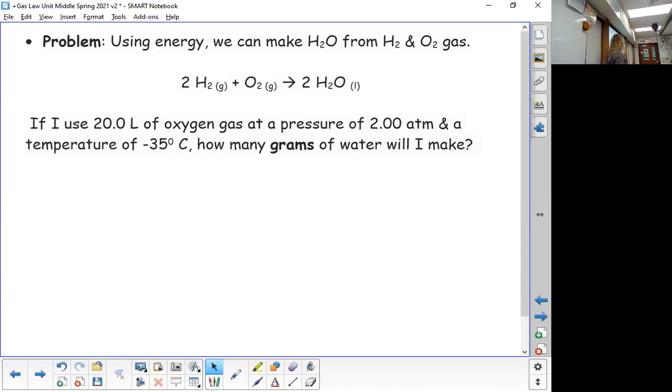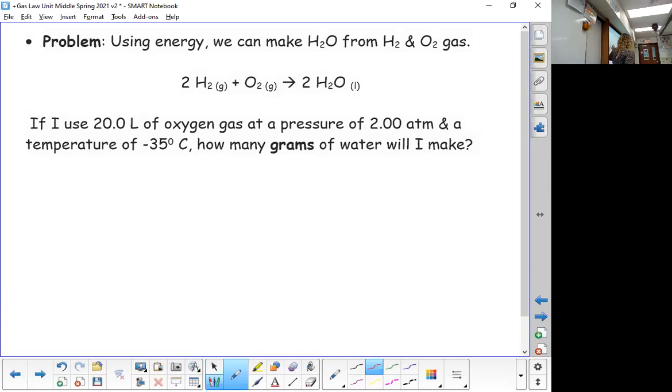And if you use 20 liters of oxygen gas at a pressure of 2 atmospheres and a temperature of negative 35 degrees Celsius, how many grams of water can you make? This problem assumes, it doesn't say this, but you have extra hydrogen, so the oxygen is the limiting reactant here. Versus the lab that you just did, where you didn't have a limiting reactant. You calculated amounts of both to make a perfect ratio.